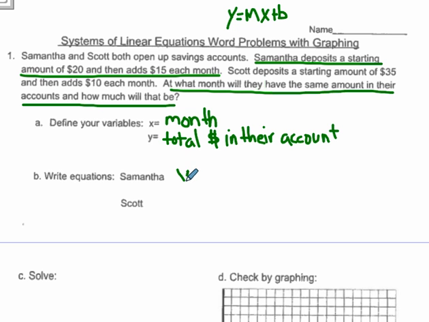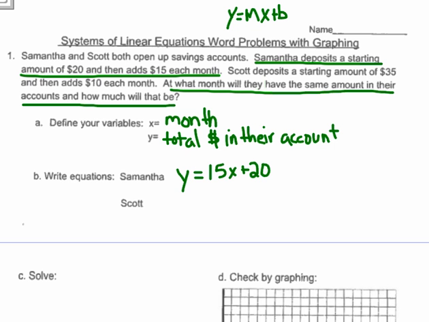So Samantha's equation is going to be y equals 15x plus 20. Just so we understand the meaning of this, she started out with $20 in her account. X is the month, so every month she will add $15. And then when you add all this up, you're going to get y, which is the total in her account.